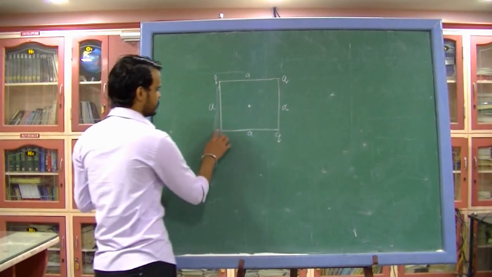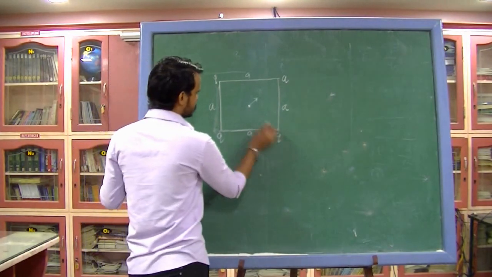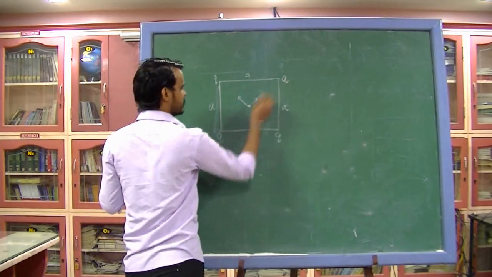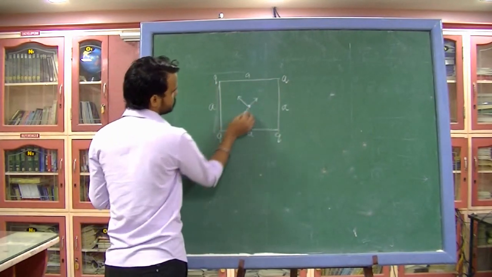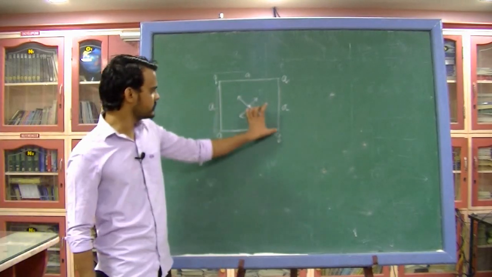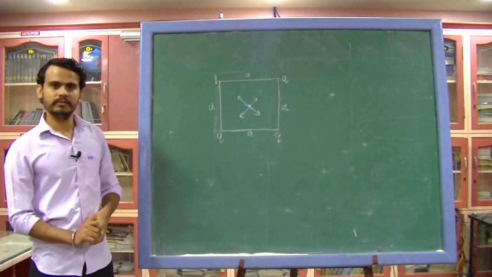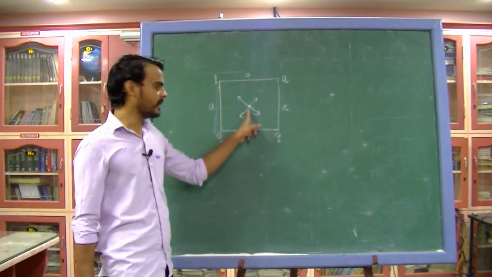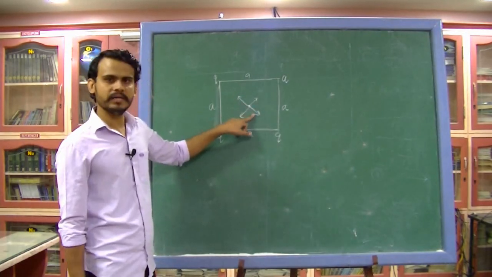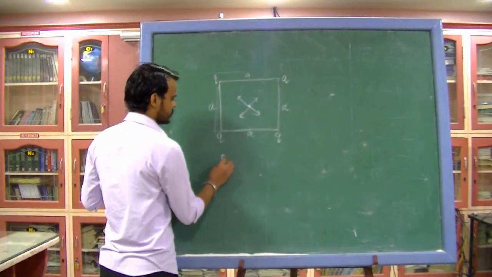So, due to this positive charge, direction of electric field will be in this direction. Due to this positive charge, electric field intensity will be in this direction. Similarly, due to this charge, electric field intensity will be in this direction, and due to this charge, electric field intensity will be in this direction. As you know that all these lengths are equal, so here electric field intensity magnitude will be equal. These two have same magnitude but opposite direction, so these will cancel. These two also have same magnitude opposite direction, so these two also again will cancel out. So, at the center net electric field intensity will be 0.